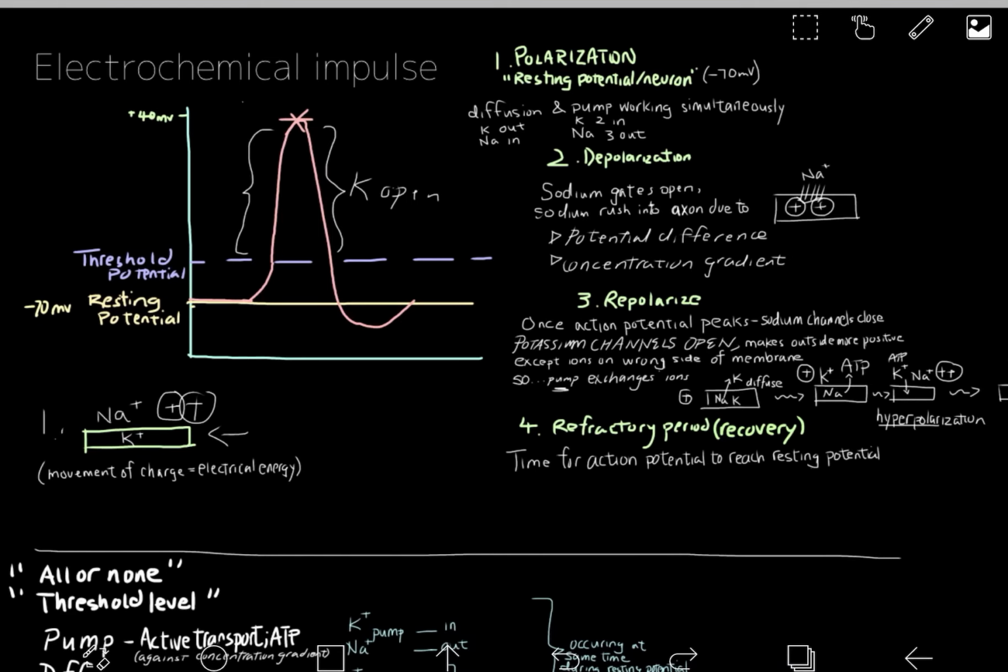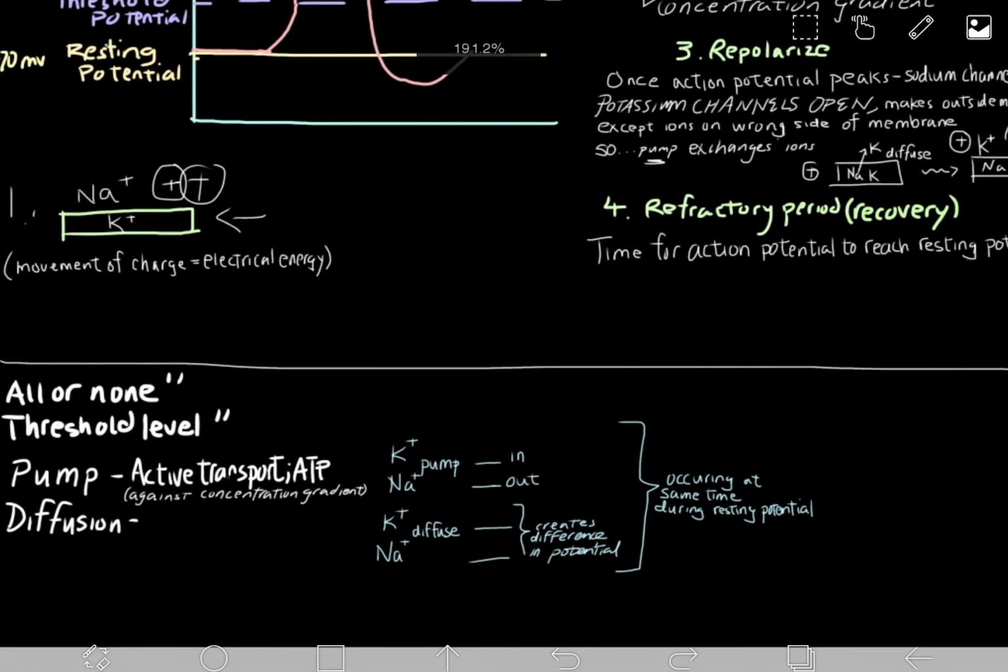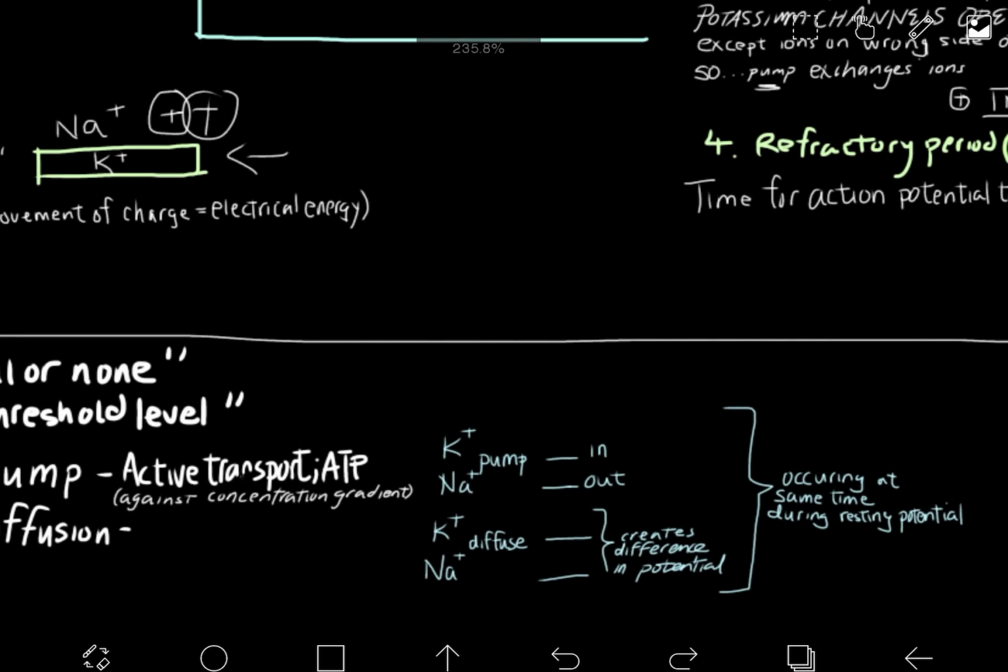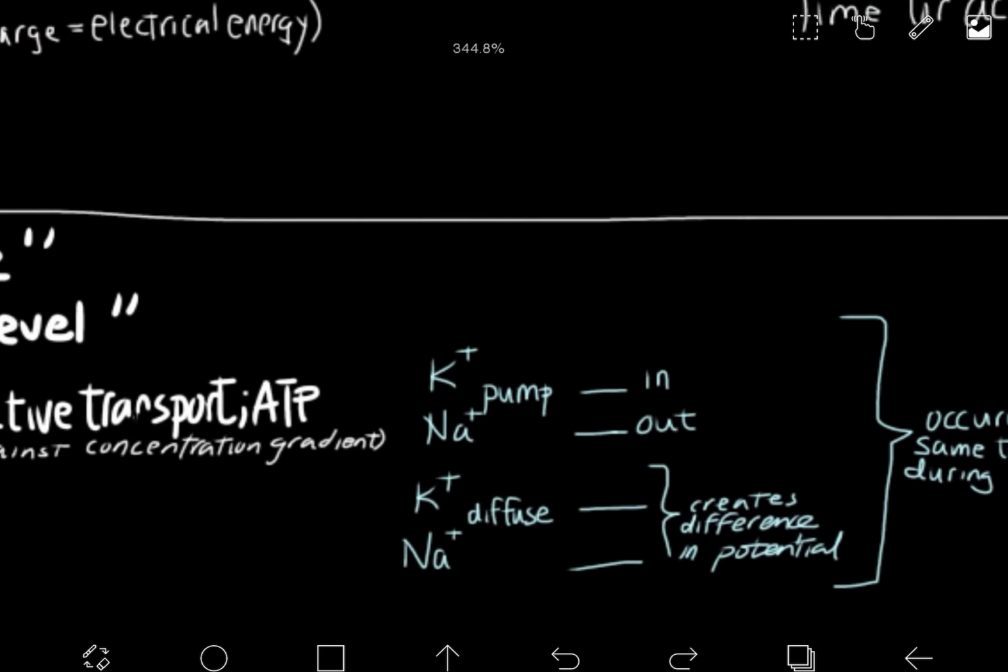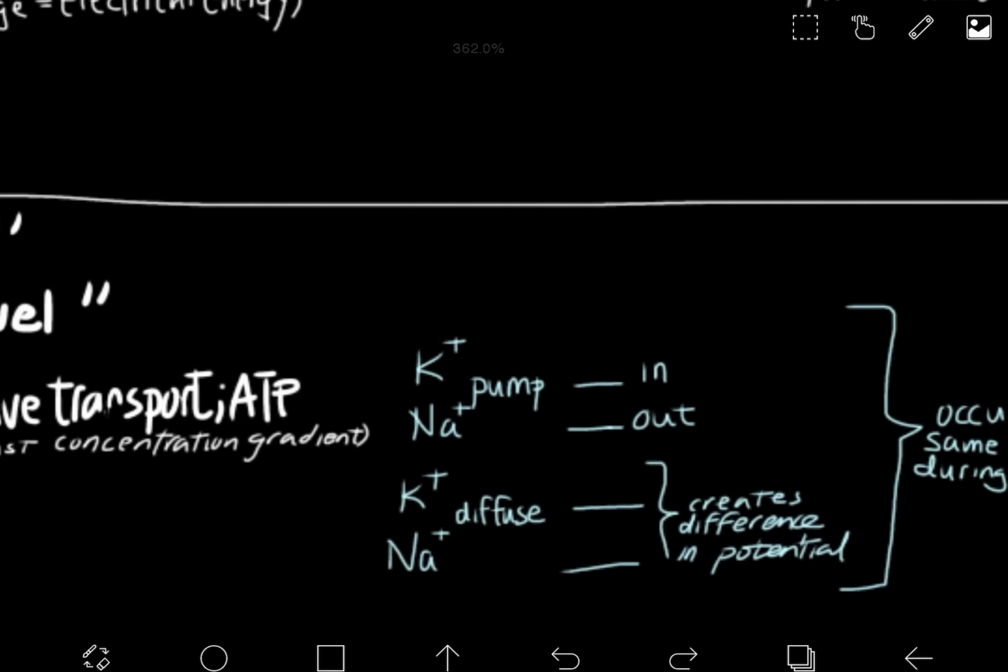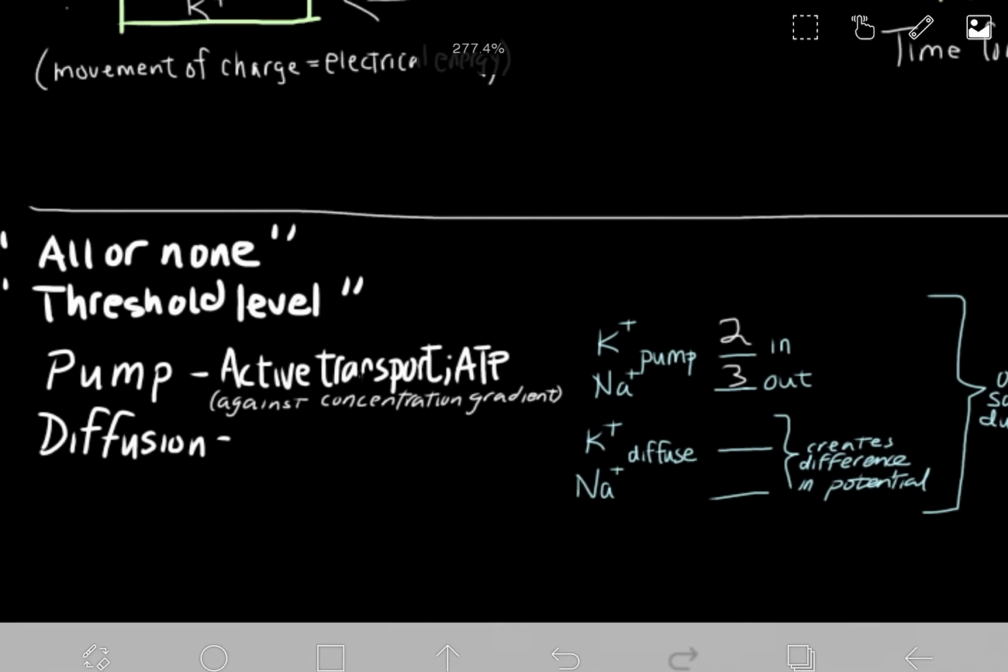And I know the pump and diffusion part is a little bit strange, but luckily there is a way to get through it. The pump uses active transport, which requires ATP because it's moving against the concentration gradient. The pump will pump potassium inside and sodium outside, and it does it by pumping 2 potassium in and 3 sodium out.